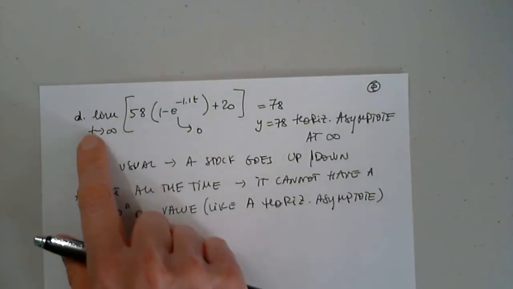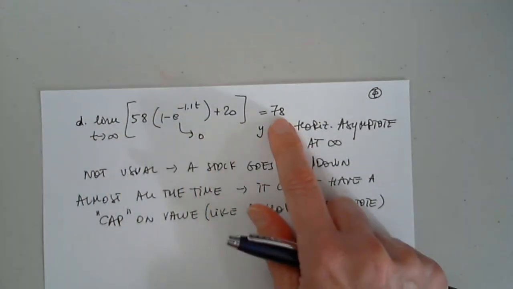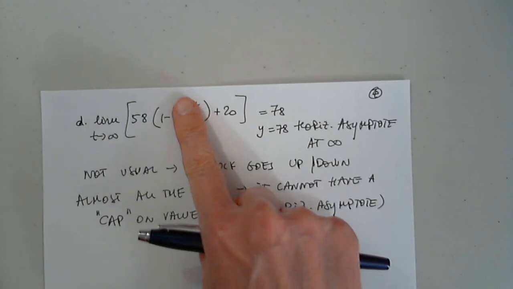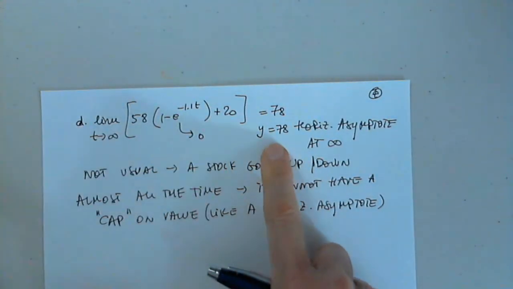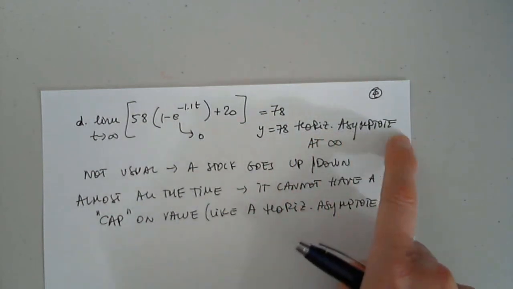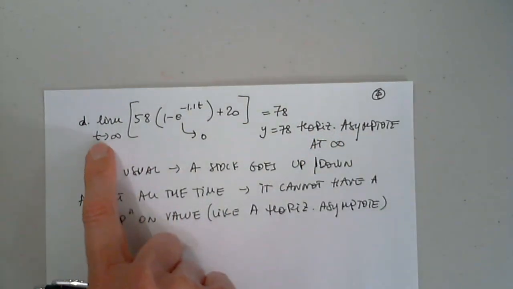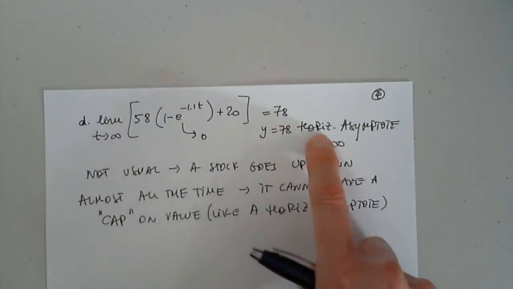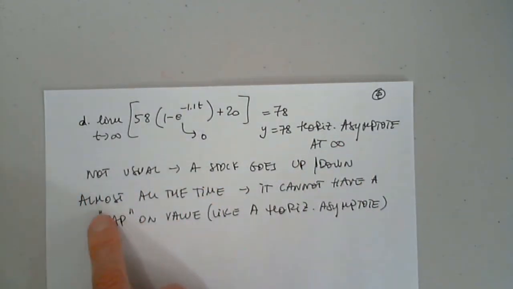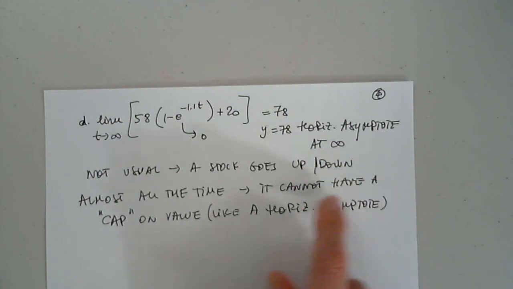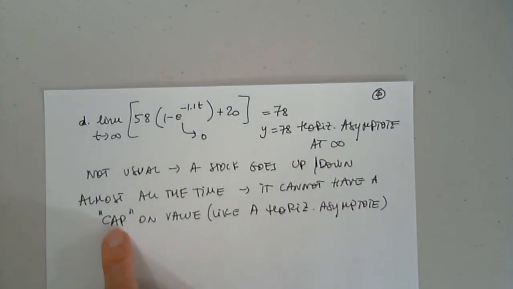Final question was asking us to find this limit. The limit is 78. When t approaches infinity, this is 0. So I have 58 plus 20 is 78. So this means that y equals 78 is a horizontal asymptote. When x or t approaches infinity and we get a number, that's a horizontal asymptote. But that's not usual. A stock goes up and down almost all the time. It cannot have a cap, so-called cap, on a value, like a horizontal asymptote.